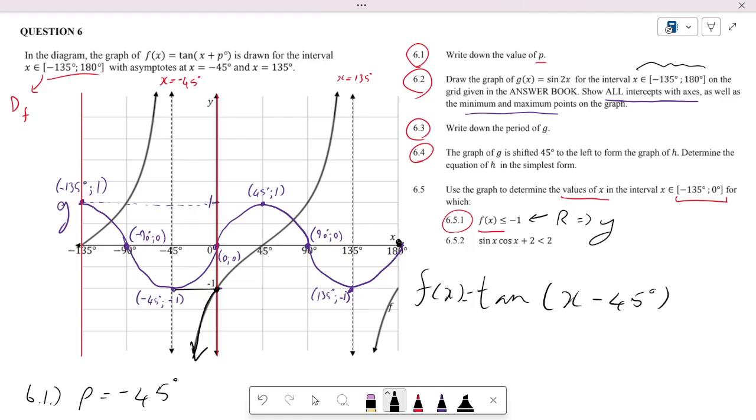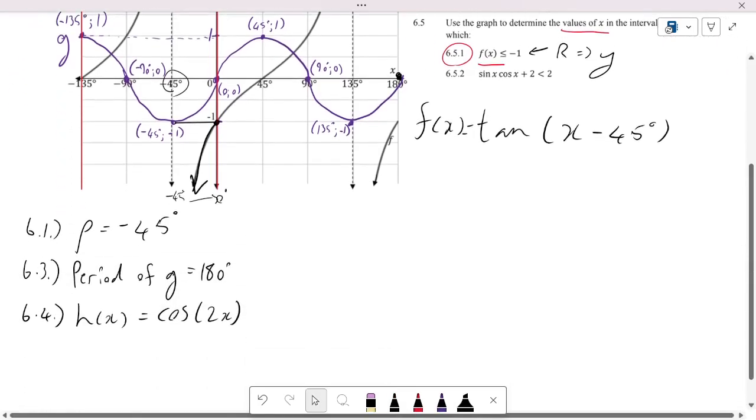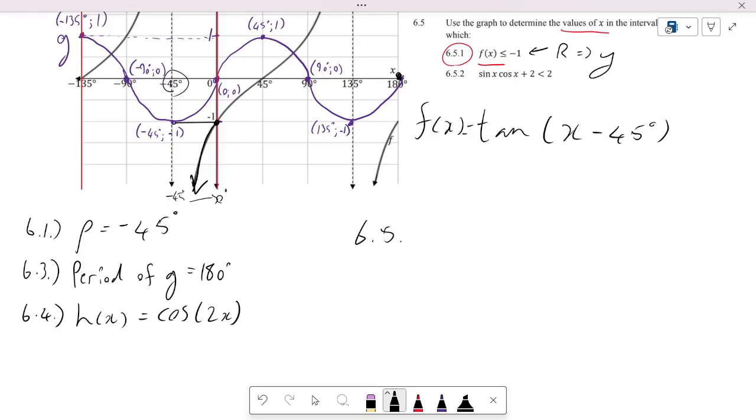And we can clearly see that if we go from left to right, it's going to start from -45 degrees, and it goes all the way until, because it's including -1, it's going to touch the 0 degrees. And those are our x values. So therefore, we have 6.5.1, which is going to be x being between -45 degrees and less than or equal to 0 degrees.